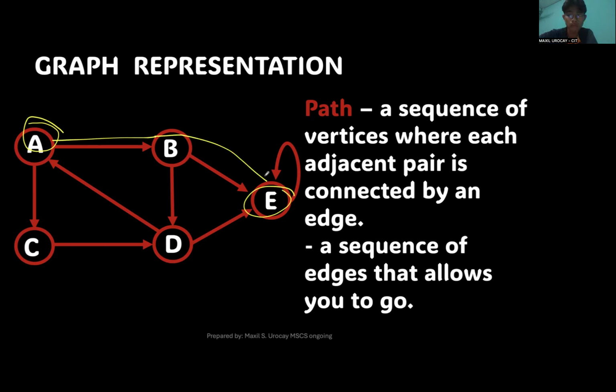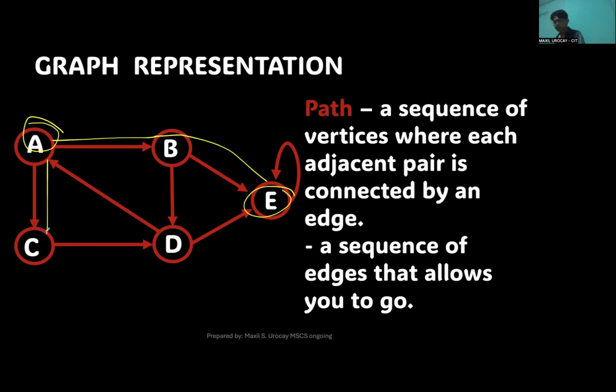Actually, regarding that, there are a lot of paths that you can identify, not only that certain ABE alone. There will be A goes to B, goes to D, and goes to E. That can be considered a path as well. In that particular graph, other than that, there is also A, C, goes to D, and goes to E.